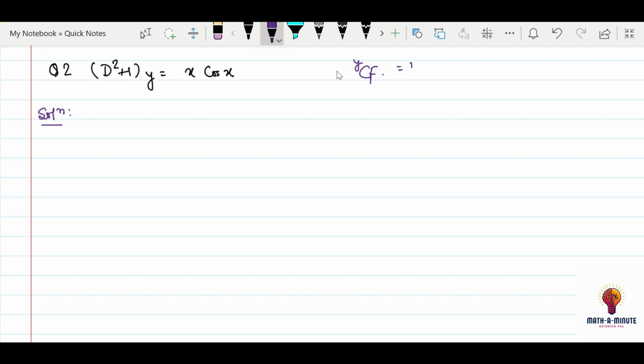Okay, so let me just discuss how to find the particular integral for this problem. Here the particular integral will be 1 by f of D. Our f of D is D square plus 1, and let me calculate the derivative of this. So the particular integral will be 1 by D square plus 1 into x cos x.